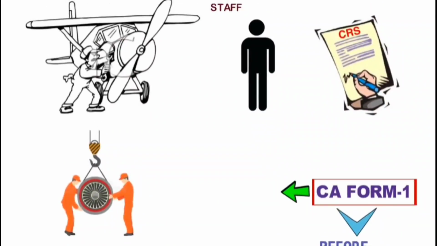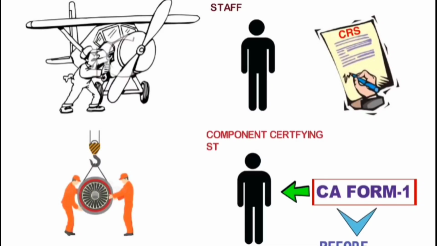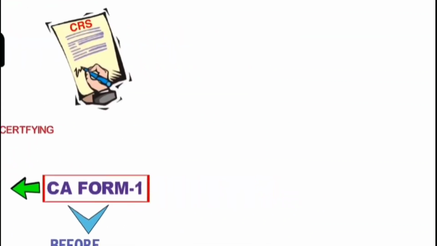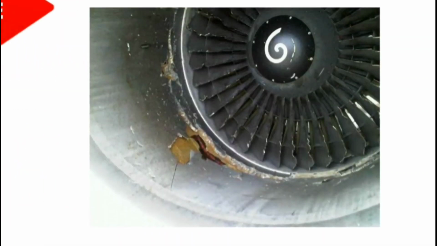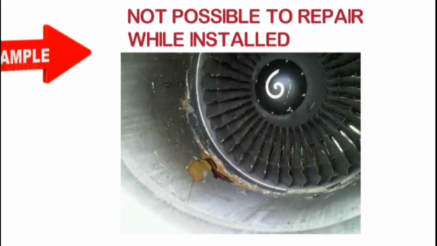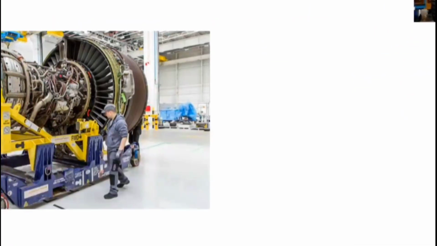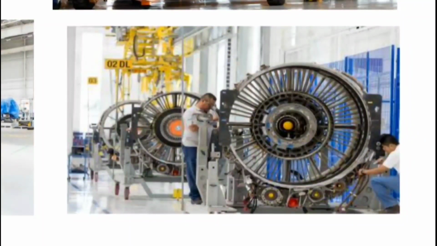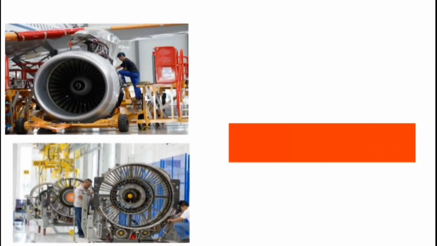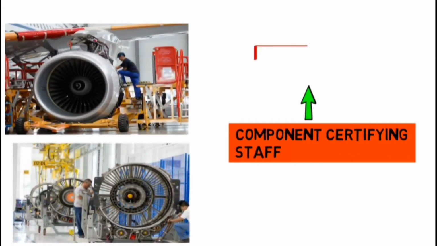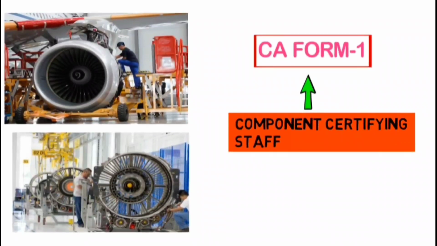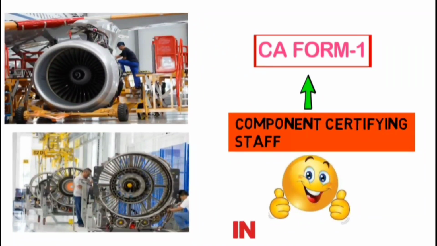Now this CA Form 1 is raised by a component certifying staff to prove that component is fit to be installed on an aircraft. Let us have one example. There is one aircraft whose engine has been damaged due to bird hit. Now the repair of engine is not possible when it is installed on the aircraft. So engine is removed and routed to an engine workshop where thorough maintenance is performed to make it serviceable again. After complete maintenance, a component certifying staff will issue a CA Form 1 and that engine is now serviceable to be installed on an aircraft.